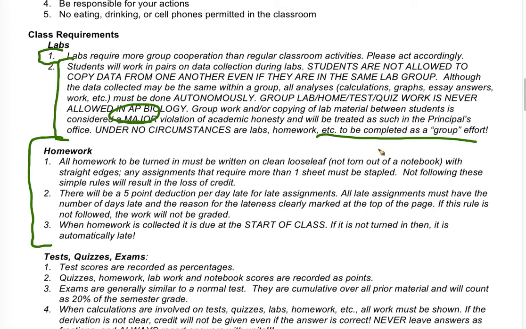For homework, all homework must be turned in on clean loose leaf. If you've got it torn out of a notebook, it'll be automatically 5 points lost. Any assignment that require more than one sheet must be stapled. If you turn in unstapled multiple sheets, that's another 5 point loss. For every day an assignment is late, it's a 5 point loss. If an assignment's only worth 5 points, it's worth nothing after it's late a day.